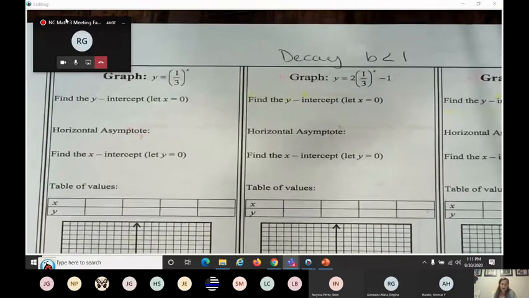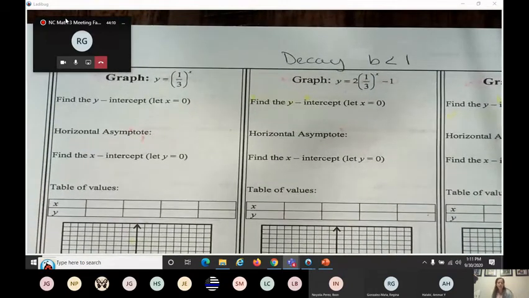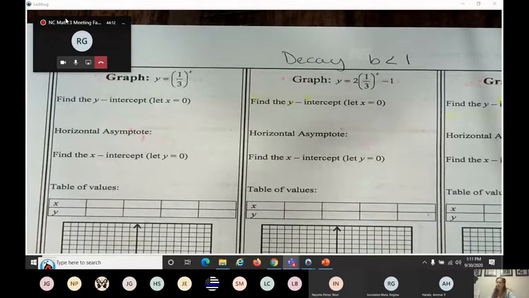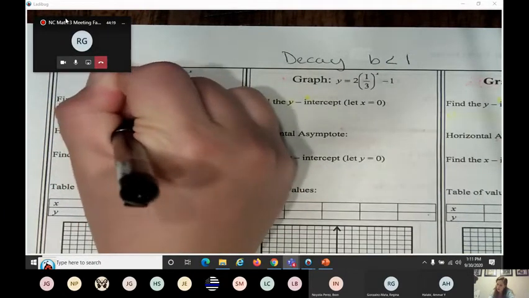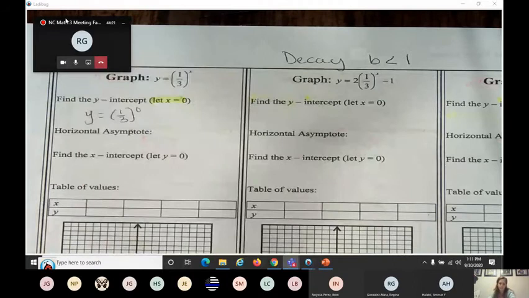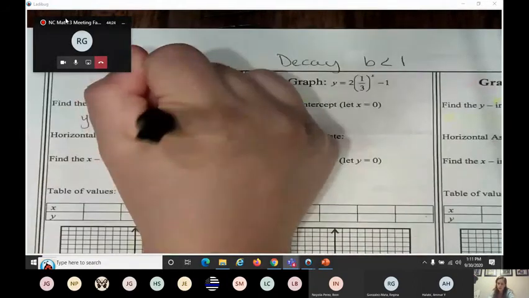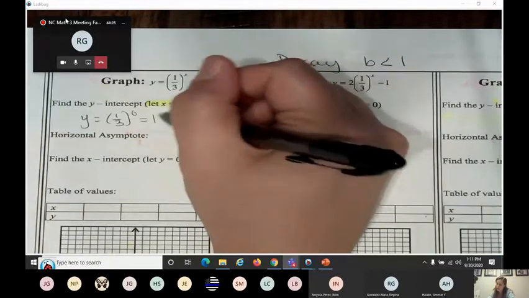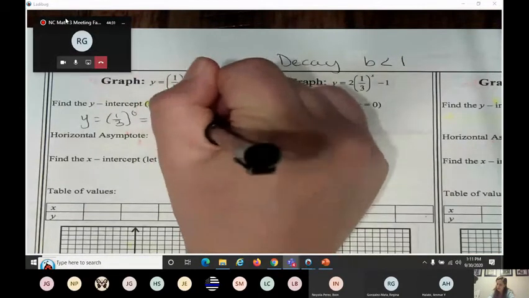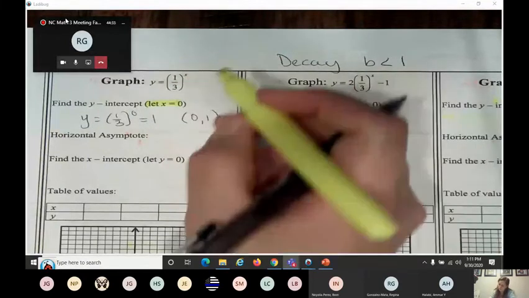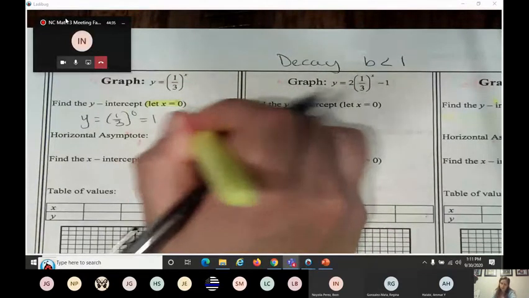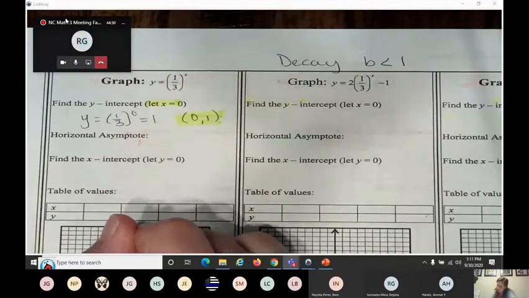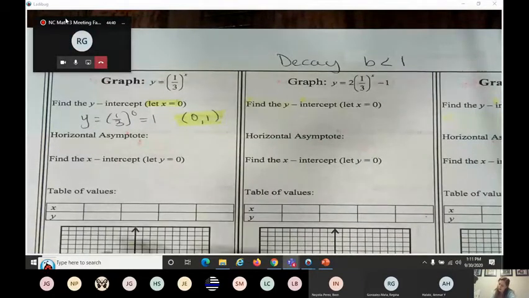It's really honestly the exact same process. For finding our y-intercept, we let x be 0. So y equals 1/3 to the 0 power, which is 1, which means that our y-intercept is at 0, 1. I'm going to highlight that down here.